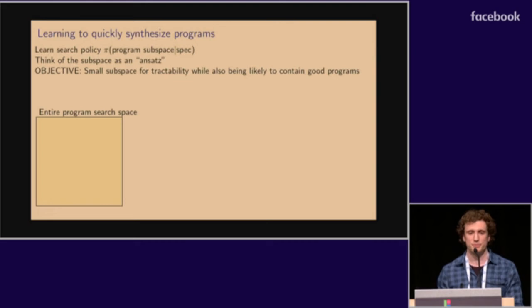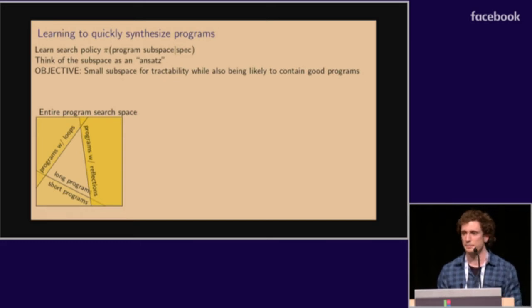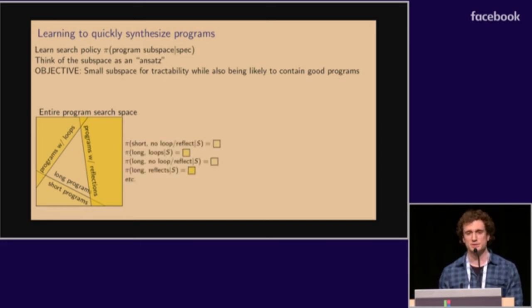In order to make the synthesis much faster, we learn a search policy to guide the synthesizer. What the search policy does is it takes the entire space of all programs and chops it up along different axes. For example, it chops it up into the short and the long programs, or the programs that use reflections and those that don't, or the programs that loop and those that don't. And then it tells the synthesizer how much time it should spend within each of these partitions.